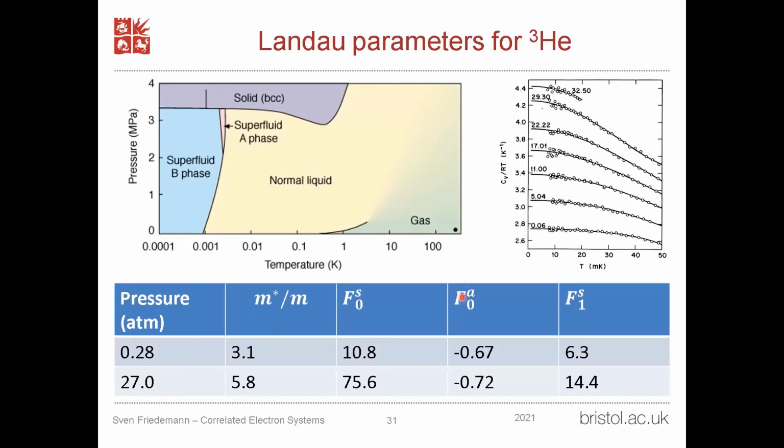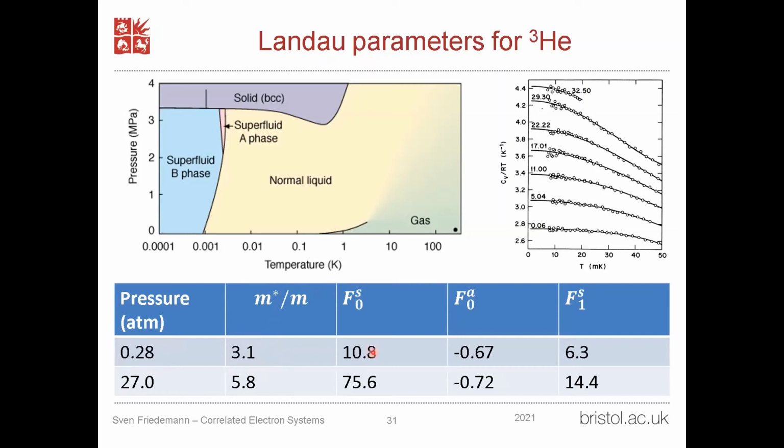Coming back to our system of helium-3, one can see what the typical values of these coefficients are. So for instance, down here, I've got a table at a pressure close to ambient pressure. The effective mass is 3.1, in terms of the bare mass of the helium-3 atoms. So it appears as if these helium-3 atoms are 3 times heavier than they actually are when you've got an individual helium-3 atom.